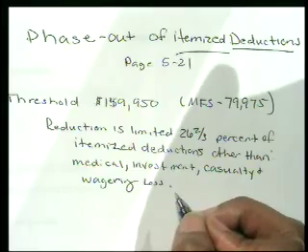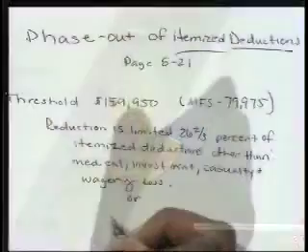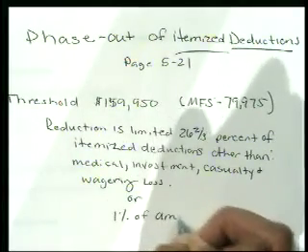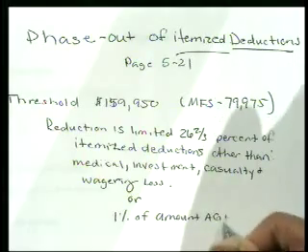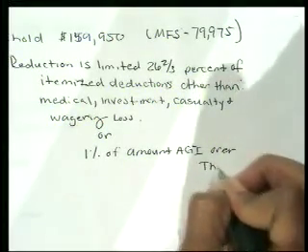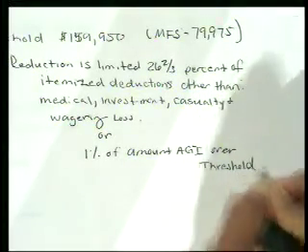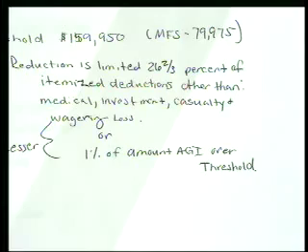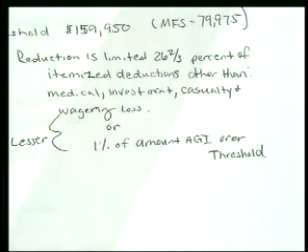It's actually the lesser of the 26 2/3% of that amount, or 1% of the amount your AGI is over the threshold. Okay, and this is going to be the lesser of those two. The lesser of the two, and it's going to represent your reduction. Your reduction is going to be that.